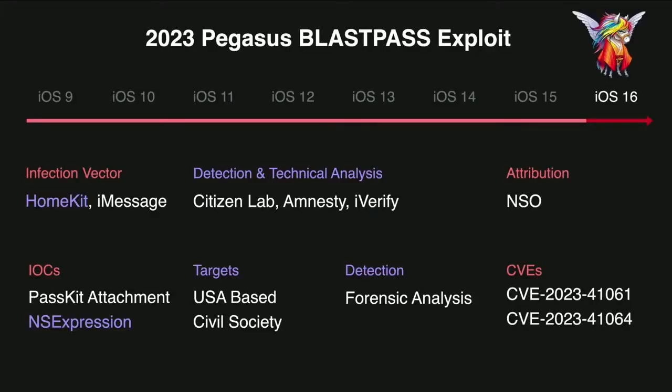Okay, so where did this all start? It started last year in September when Citizen Lab published their research on a BlastPass exploit chain from Pegasus. This was starting with an iMessage attachment and it targeted a USA-based civil society. We are now calling this specific threat actor, NSO, Rainbow Ronin, and we have a nice little pony to highlight them. You can get some stickers.